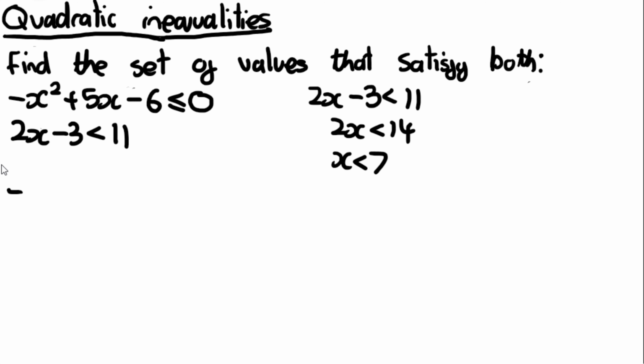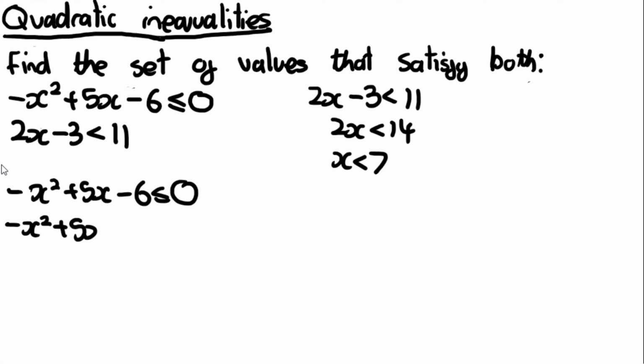And then for the first inequality, we don't need to rearrange it because it's already in the form we want. We need to make the inequality sign equal, so minus x squared plus 5x minus 6 is equal to 0. And then we find the roots. We can do this by factorization or by using a calculator. And we will find the roots to be 3 and 2, the values for this equation.